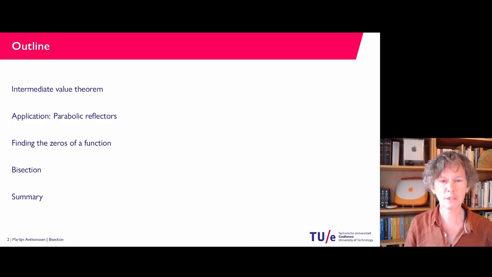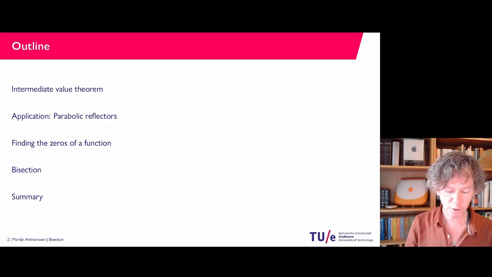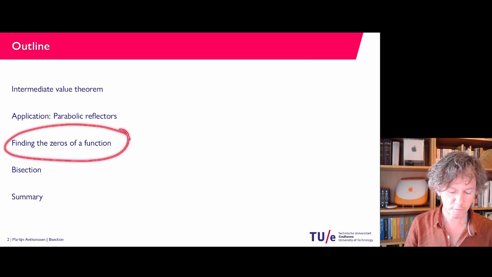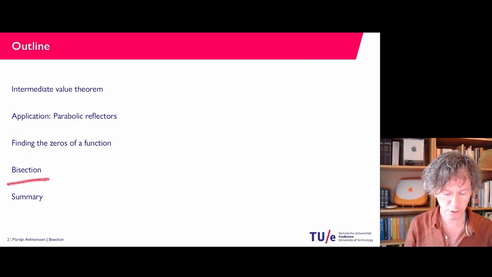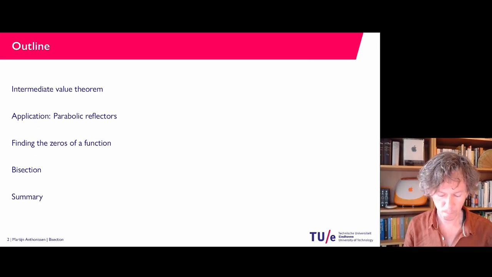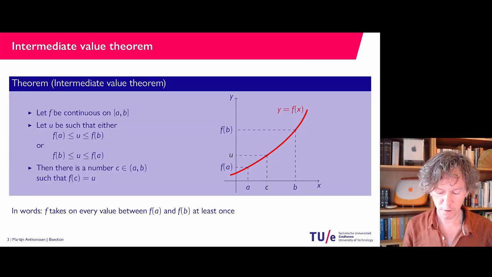And as we are doing that, we will generalize it a little bit to find the zero of a continuous function using a simple numerical algorithm called bisection. So let's go. First, intermediate value theorem.